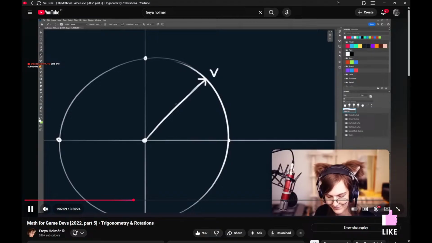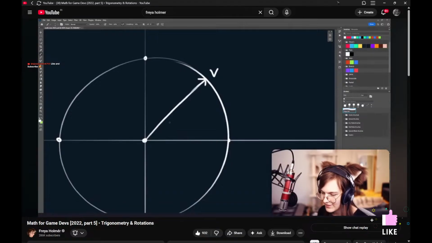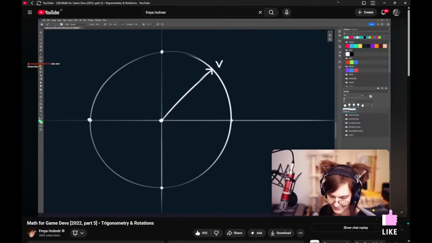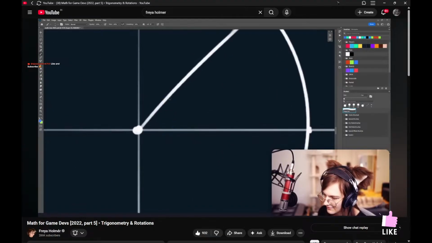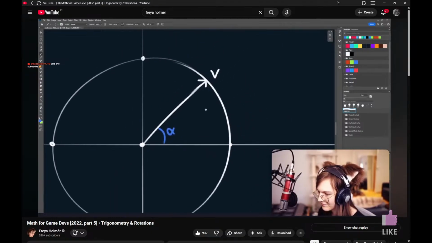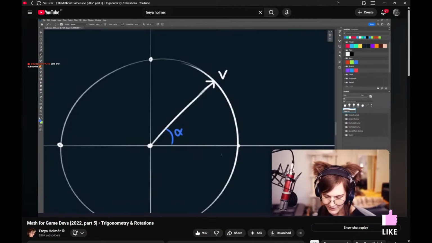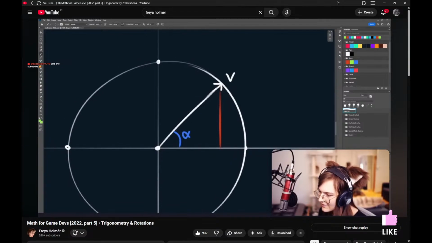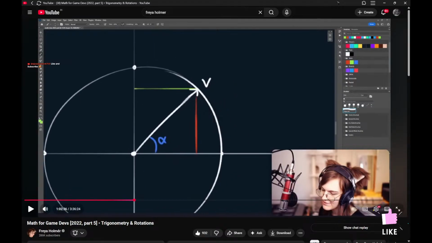Let's say you have an angle on this one. So you know the angle here, and again, we're gonna call it either alpha or theta. I don't know, alpha is cute. And now the question is, what is the x-coordinate of this vector? And then, what is the y-coordinate of this vector?